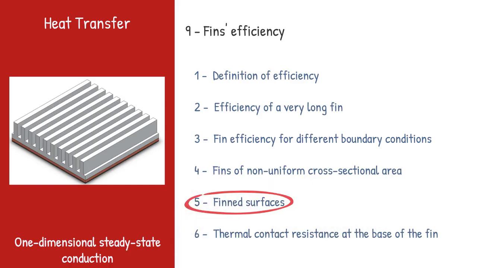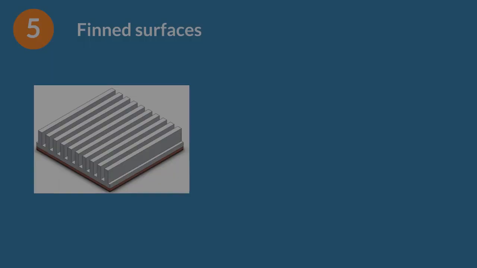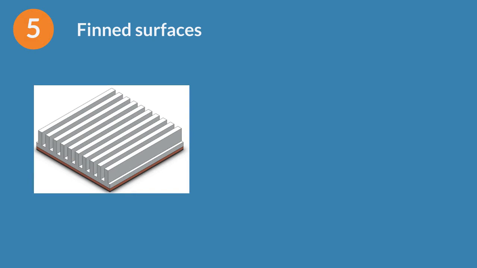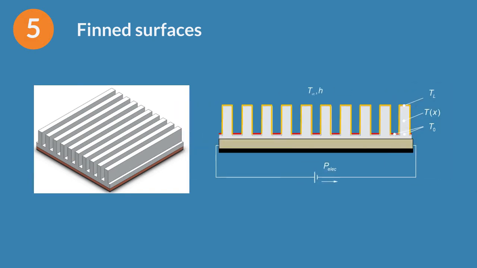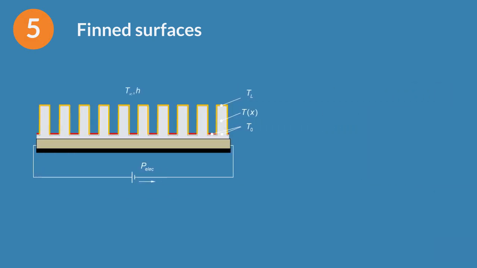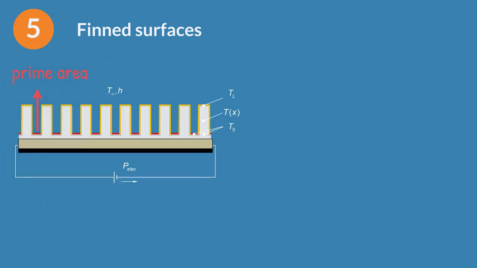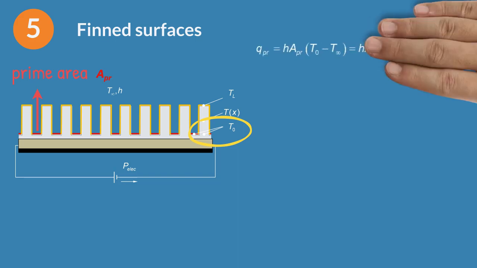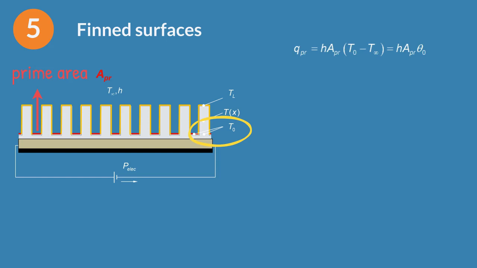What about the heat transfer rate of a fin surface? Let's analyze the heat sink on an electronic chip. For doing this, we need some definitions. Prime area is the area not covered by the fins. Its temperature is T0. With the one-dimensional flow hypothesis, the prime area is at the same temperature as the base of the fins. The heat transfer rate for this surface is the result of applying Newton's law.